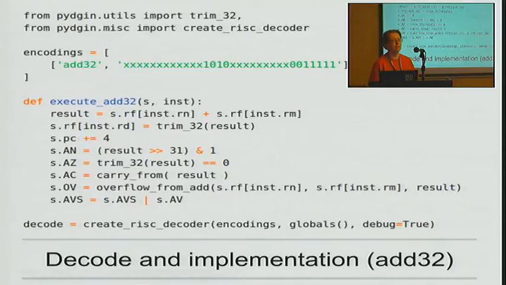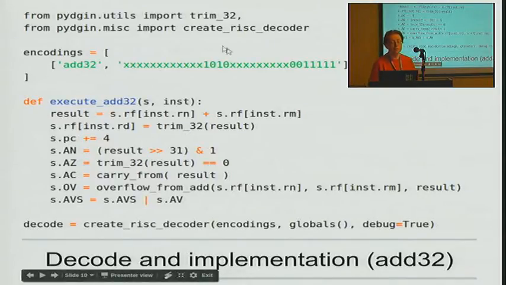Does it match the pattern for a subtract instruction? No. When you find the instruction, you've got to say which method implements that instruction. Go and fetch it. Pydgin provides all of that for you, essentially. So what you need to do is write this big list of encodings.